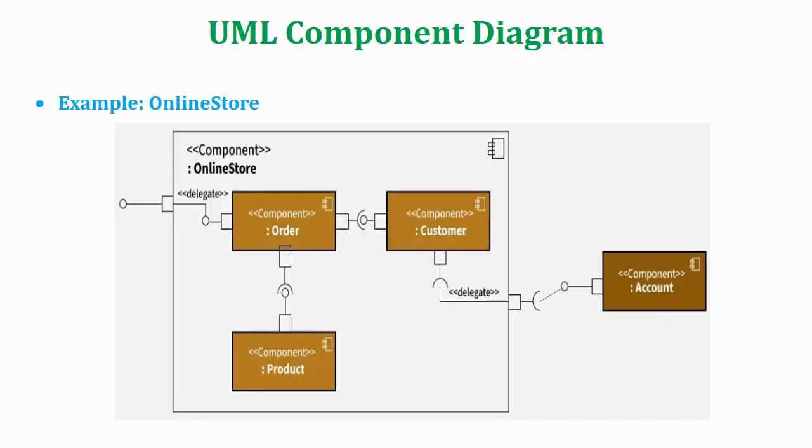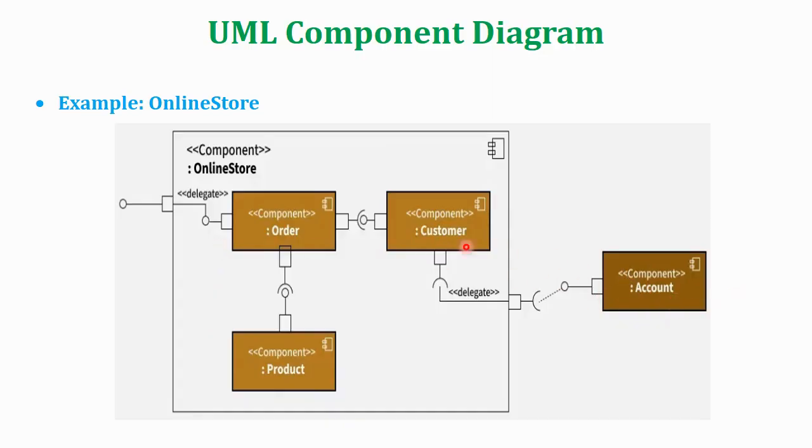So see the example. Here the ordering system. There are different types of components involved. For example, order is one of the components, the customer is another component, and the product is another component. These are all related, right? These are all grouped as one component here. And the next one is the account.